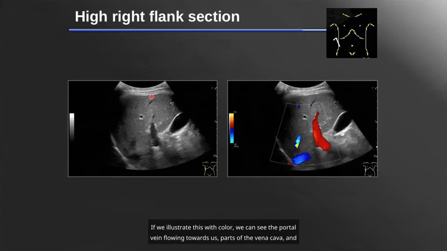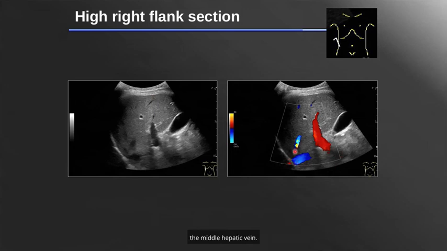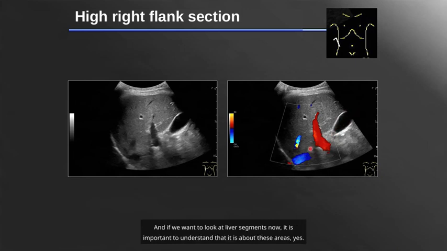If we illustrate this with color, we can see the portal vein flowing towards us, parts of the vena cava and the middle hepatic vein. We will take care of the Doppler on day 3. This is only for illustration here. We are practically in the middle of the liver here, in the division of the gallbladder cava line. And if we want to look at liver segments now, it is important to understand that it is about these areas, yes. So this flank section is extremely versatile.